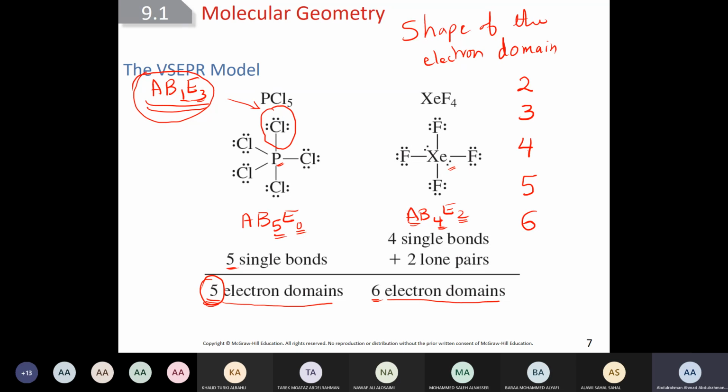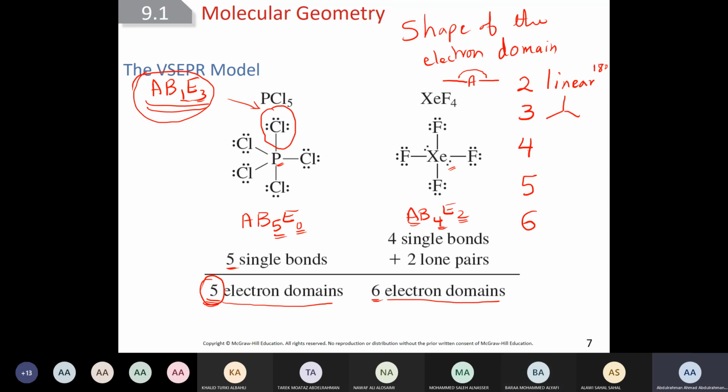If it is 2, then the shape of the electron domain will be linear. What does linear mean? خطي. Straight. The straight line. So if we put the atom here, it will be something like this. And as a result, what will be the angle here? 180. Yes. You have to memorize this angle as well. 180. Good.